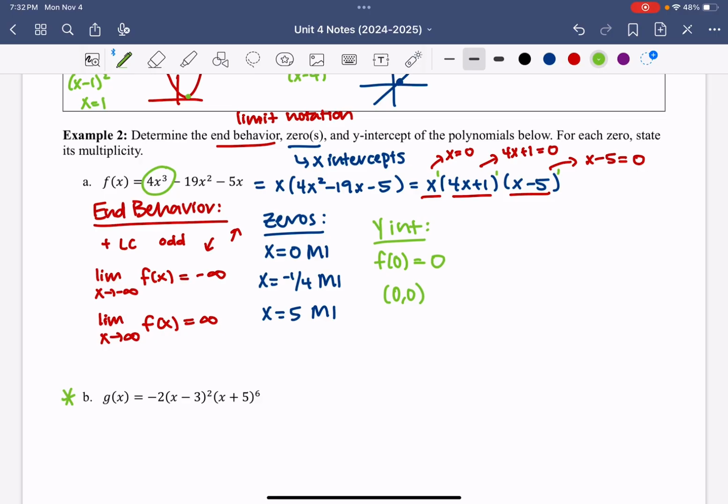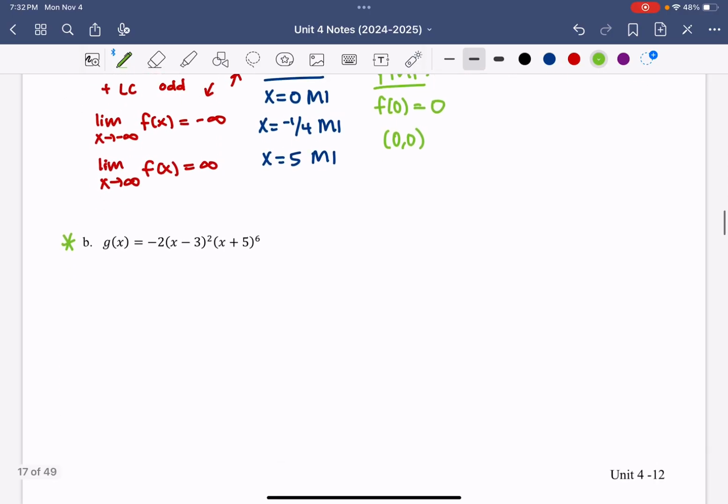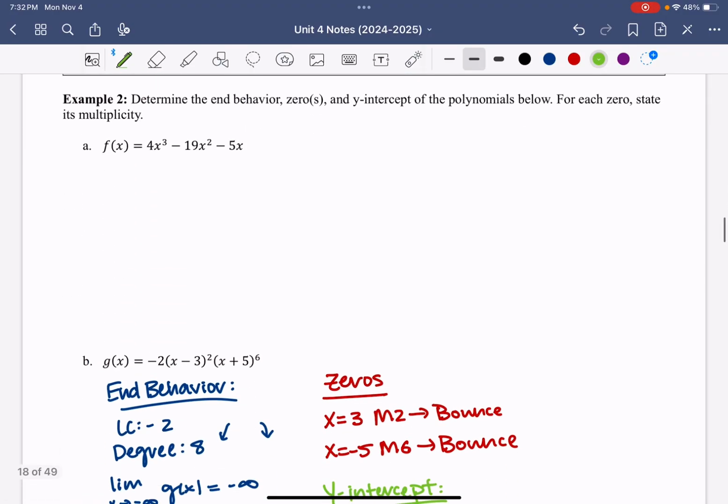Okay, the next example, I have one as well. g of x is equal to negative 2 times x minus 3 squared times x plus 5 raised to the 6th power. So go ahead, pause the video. I'm going to have you try this one out yourself, see what you can remember, see how you can do. When you're ready, go ahead and unpause and we'll go over it together. Are you paused? Okay, if not, let's go ahead and check over it.